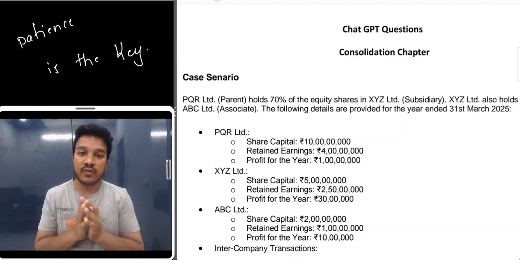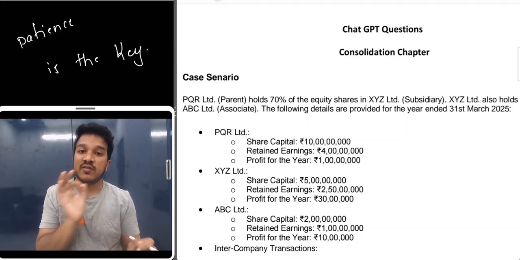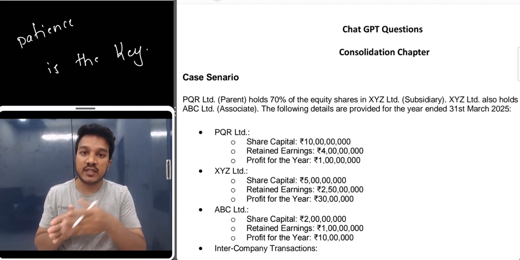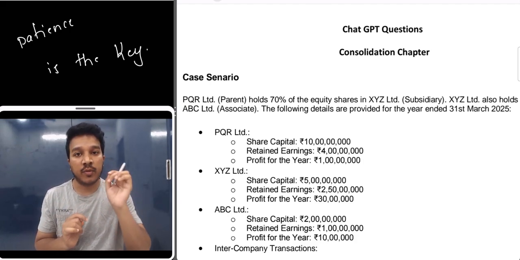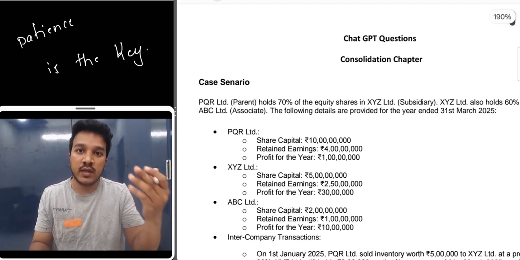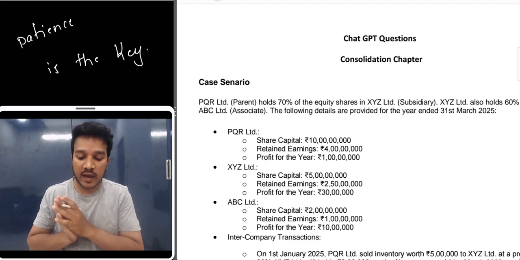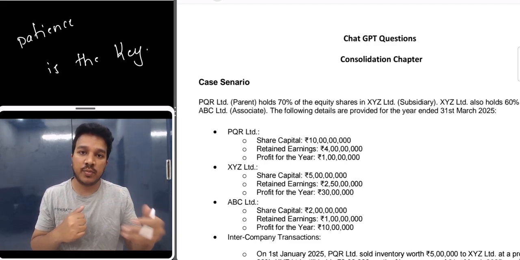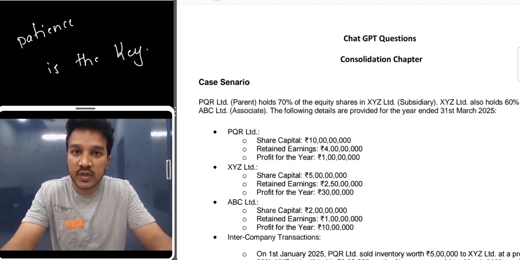So this is a case scenario from the consolidation chapter which is generated from ChatGPT. See, I'm not saying that ICAI is using ChatGPT and generating the question paper, but at the same time I'm not denying it. It could be, when ICAI is giving questions out of the box, okay, not from the books. So you have to be in a position to tackle those questions. That happens only when you practice before the exam, right?